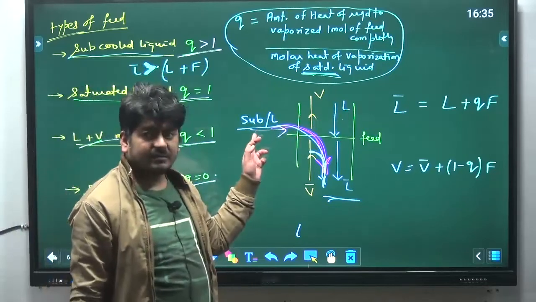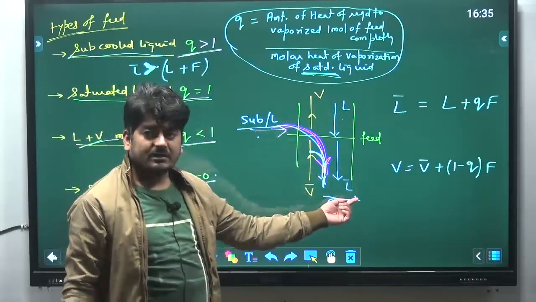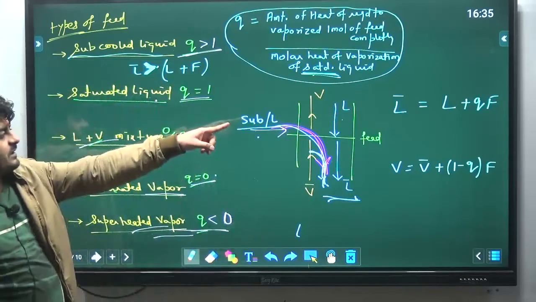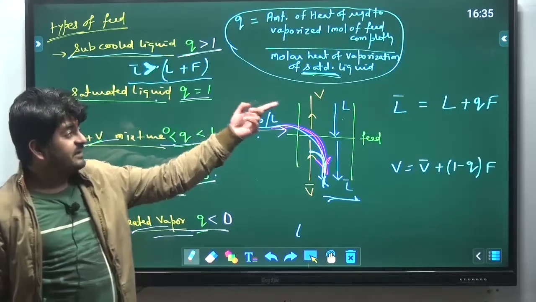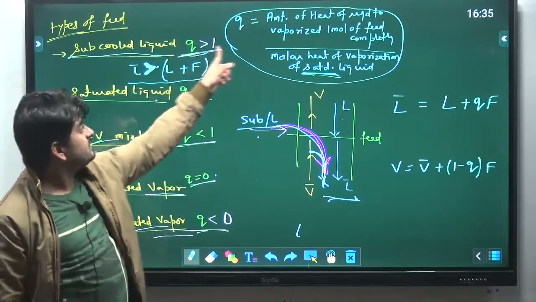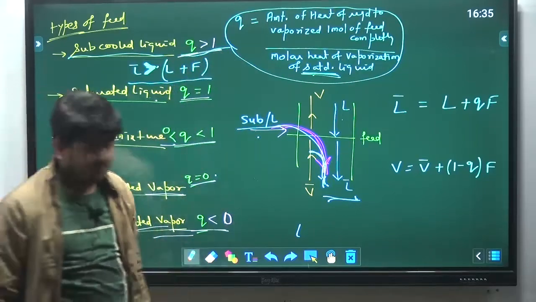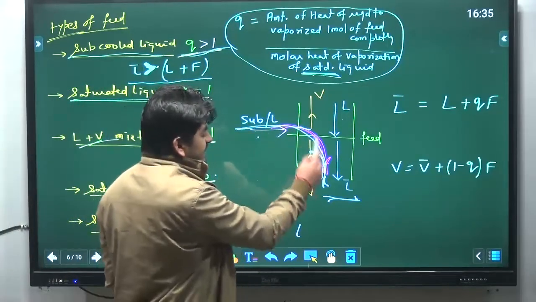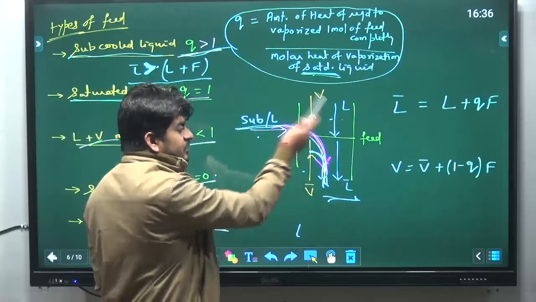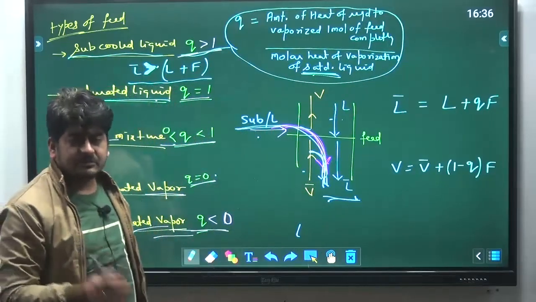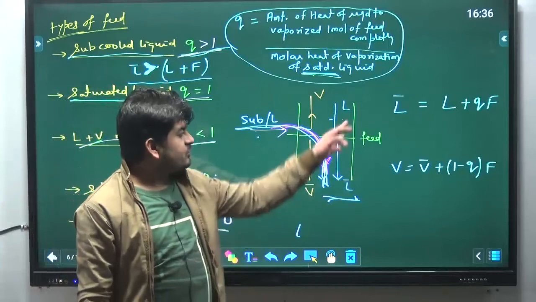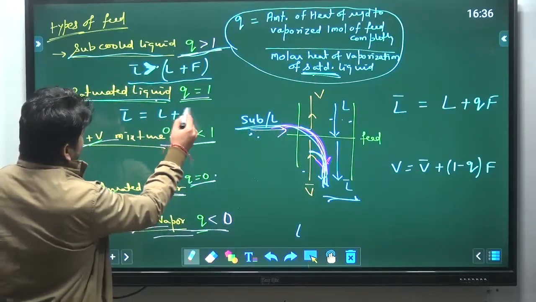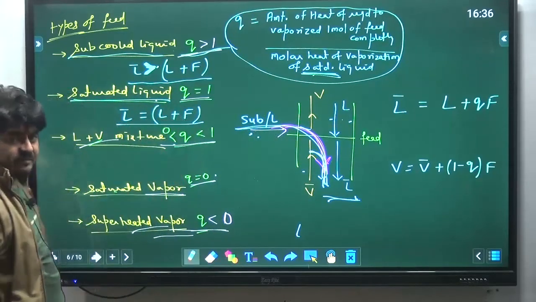L plus F, it will be even more than that, the liquid here, because some liquid is coming from these vapors. Okay, so that's why, if L bar is greater than L plus F, it means Q has to be greater than 1. That is another way to understand Q values. If saturated liquid is there, whatever liquid is going as it is, it will go, it will not disturb vapor, it will not disturb the reflux liquid. Okay, so L bar will be equal to L plus F, simple. So Q will be 1, no problem.